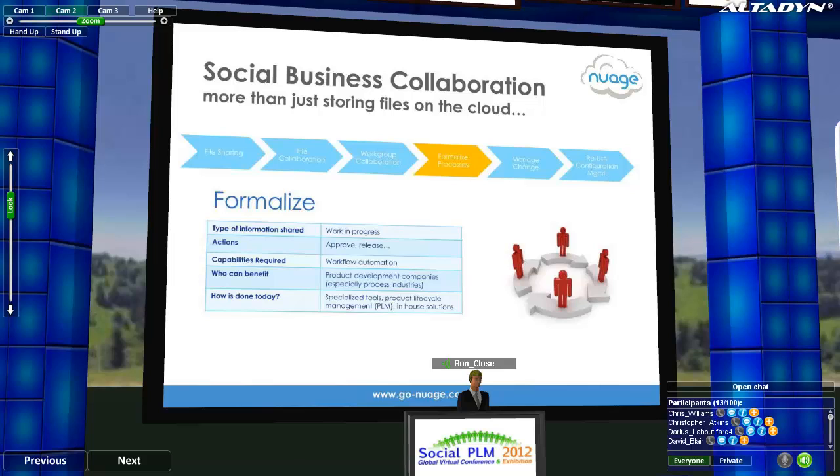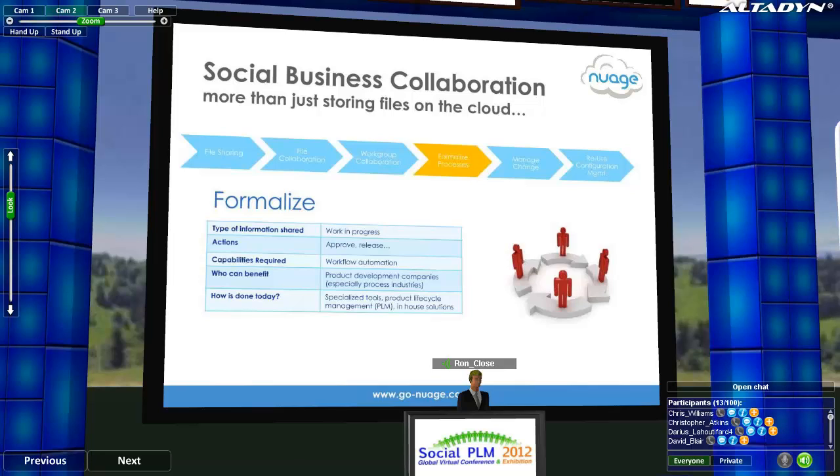So the type of information is work in progress. You're going to have some type of workflow in place here for approving, releasing, and the capabilities required of the workflow automation. And if you look at the leverage of PLM today, people start with vaulting and basic check-in, check-out, and simple file sharing like that. This is probably the next level of maturity that many companies get to. And I would go a step further to say that there's many companies using complex, expensive systems that often don't get beyond this stage of managing vaults and managing basic workflow process.